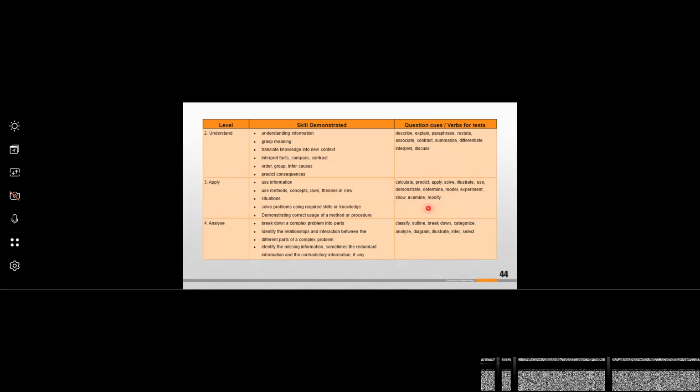Coming to analyze, that is the 4th level of Bloom's taxonomy. In analyze, we can use classify, outline, breakdown, categorize, analyze, diagram, illustrate, infer. These are the different question cues, or verbs, that we use when we start the questions. This part requires the analysis level of the students. So we have to frame our question paper introducing all these levels. Next slide, please.